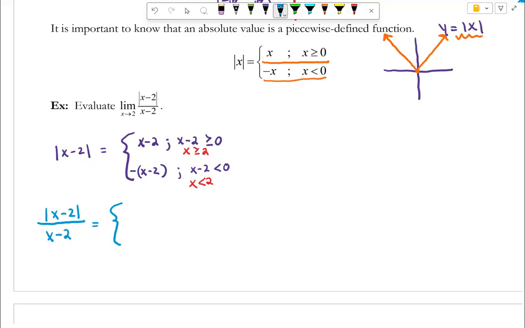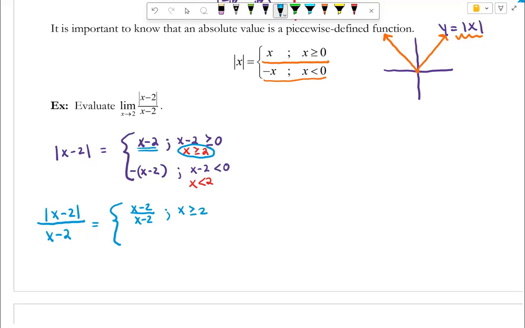So I know that when values of x minus 2 are positive, meaning x is greater than or equal to 2, this is just going to be my numerator. So x minus 2 over x minus 2. And again, we said that's for values of x that are greater than or equal to 2. So I'm using this simplified version of our boundary.